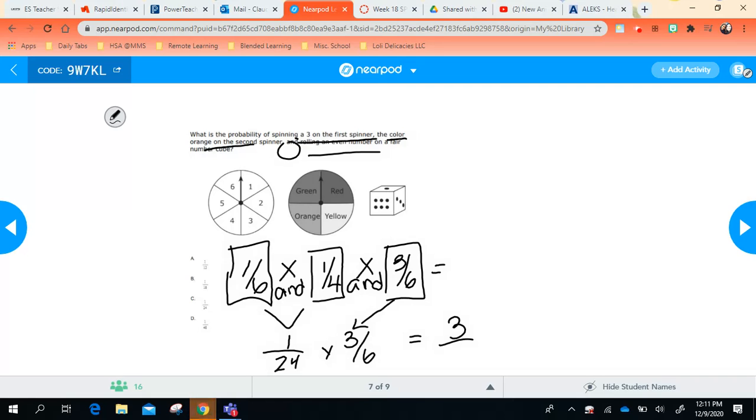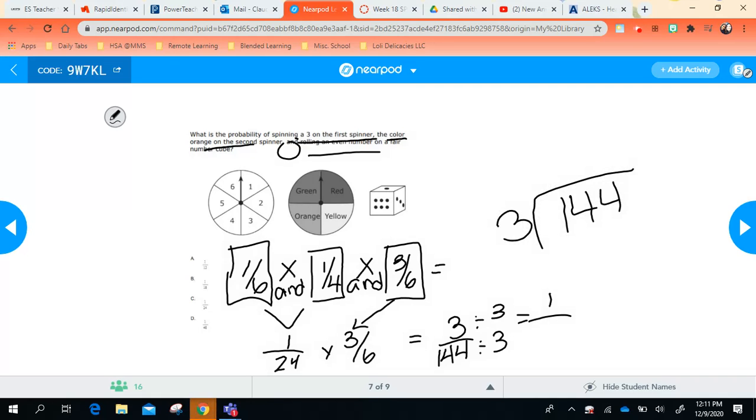144. Then you need to simplify because 3 over 144 is not an answer choice. Simplify by dividing by 3. What's 3 divided by 3? 1. And 144 divided by 3. How many times does 3 go into 14? 4 times. 4 times 3 is 12. I'm not trying to make it complicated. We bring down the 4. How many times does 3 go into 24? 8. Because 8 times 3 is 24.